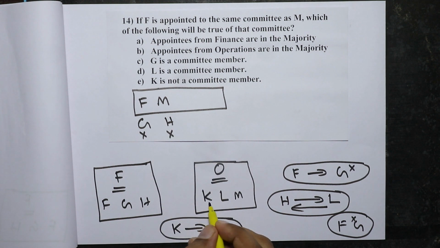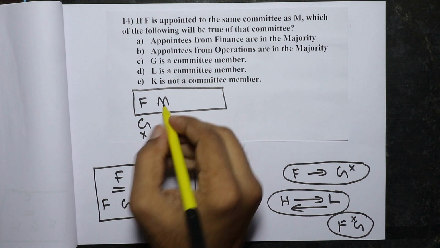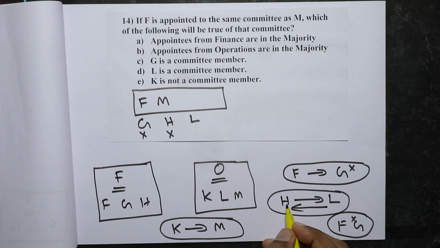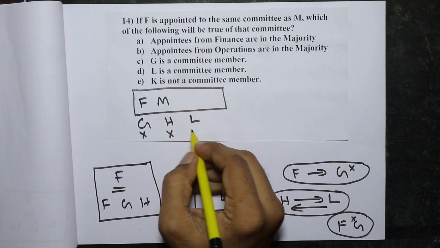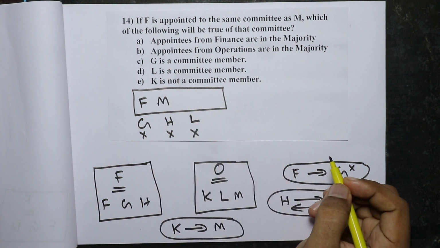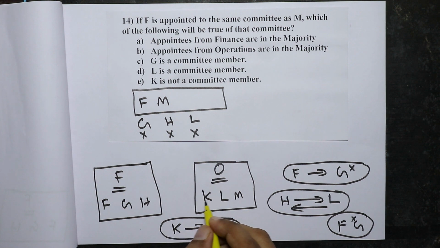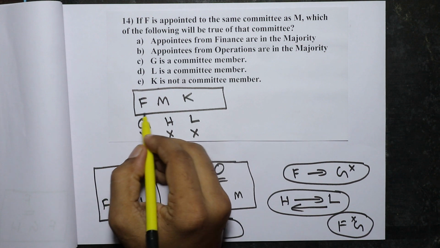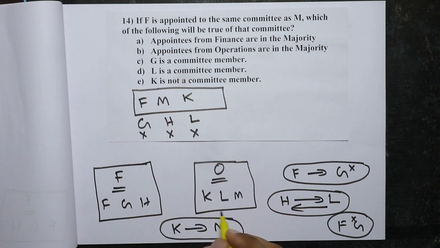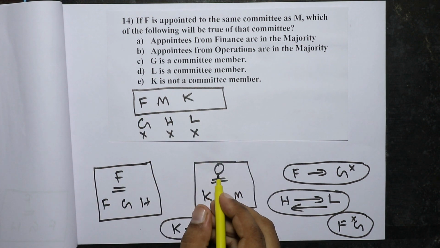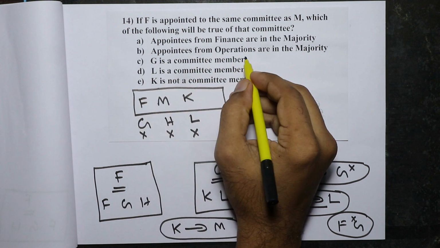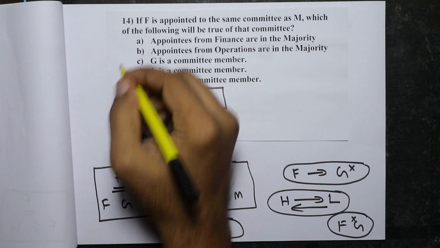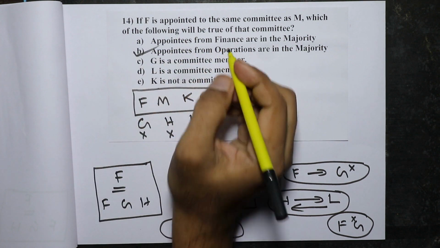Then the remaining people are K and L. If L is the third person, along with L, again there should be H. So then there will be 4 people. So L is also not possible. So the only person left is K. So the third person has to be K. So the committee will be F, M and K. So K and M are from operations. So appointees from operations are in majority. That must be true. So option B is the right answer.